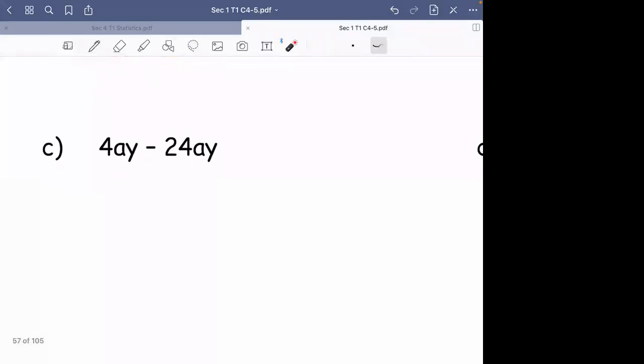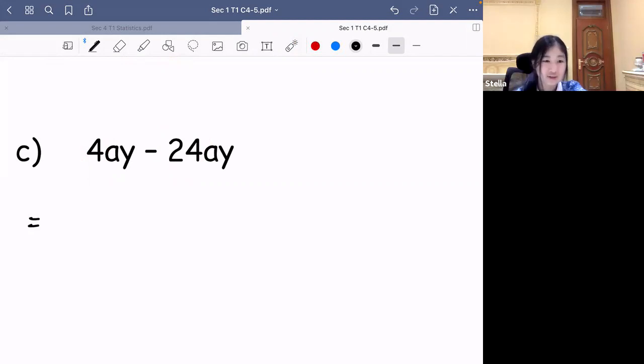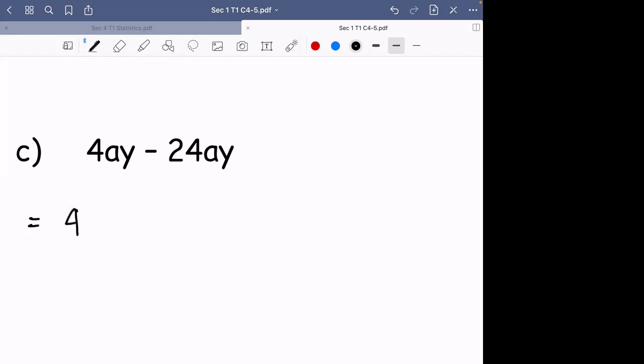Okay, so let's observe. What is my common factor here? Let's have equals. Look at the numbers first, 4 and 24. What's the HCF of 4 and 24? Anyone? 4 and 24. 4. Yes, correct. 4. Now, observe.